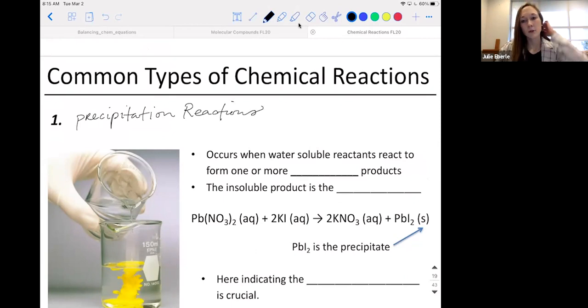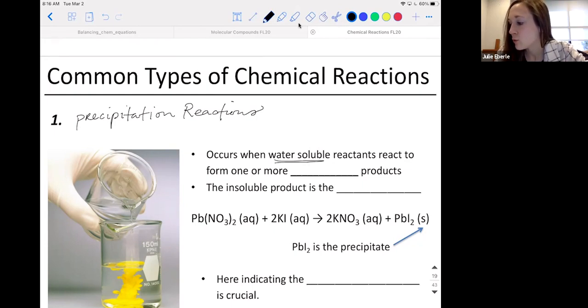Okay, so you guys are familiar with what a precipitate is, right? We looked at this on the wet lab that you guys came in to do. And this occurs when you have water-soluble reactants. What does water-soluble mean? It means you have a compound that is dissolved in water, okay? That's what water-soluble means, dissolved in water.